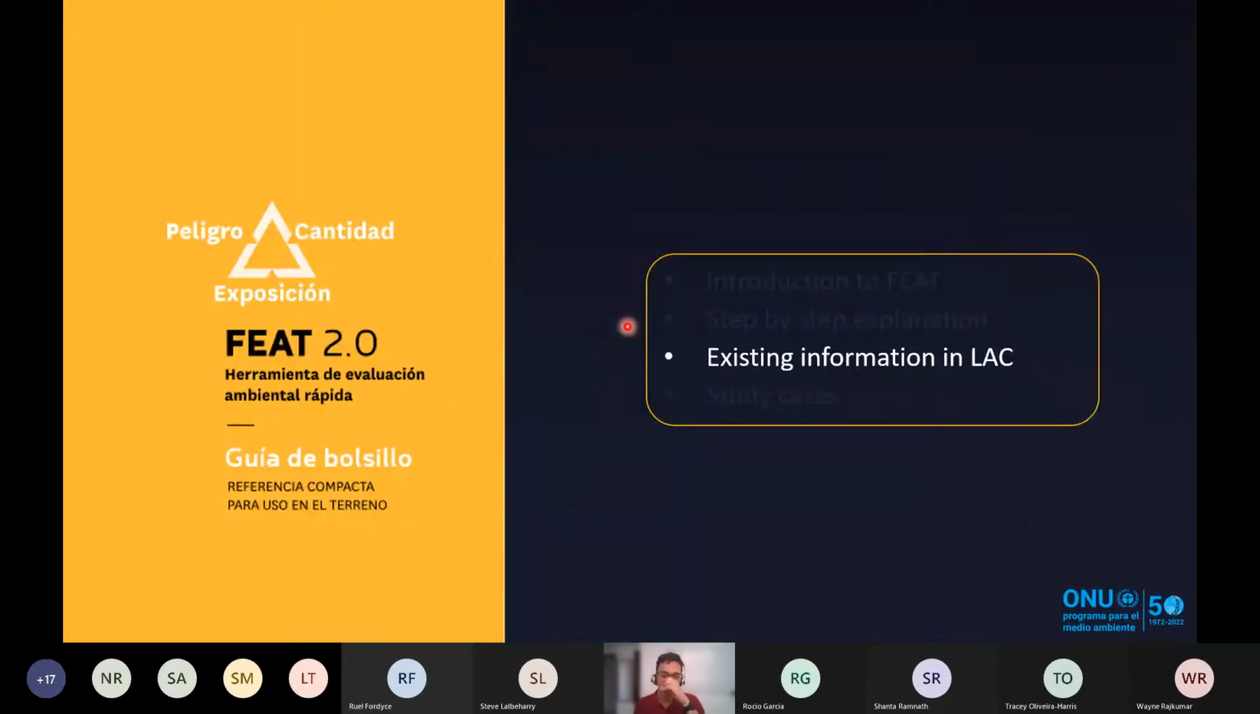Now, we're going to go to the existing information in Latin America and the Caribbean, and the work that we've been doing last year with Juan Carlos and Catalina, collecting information from many countries in the region, but Catalina is going to ask you for information that we really need in order to have more updated data from you. So Catalina, please.